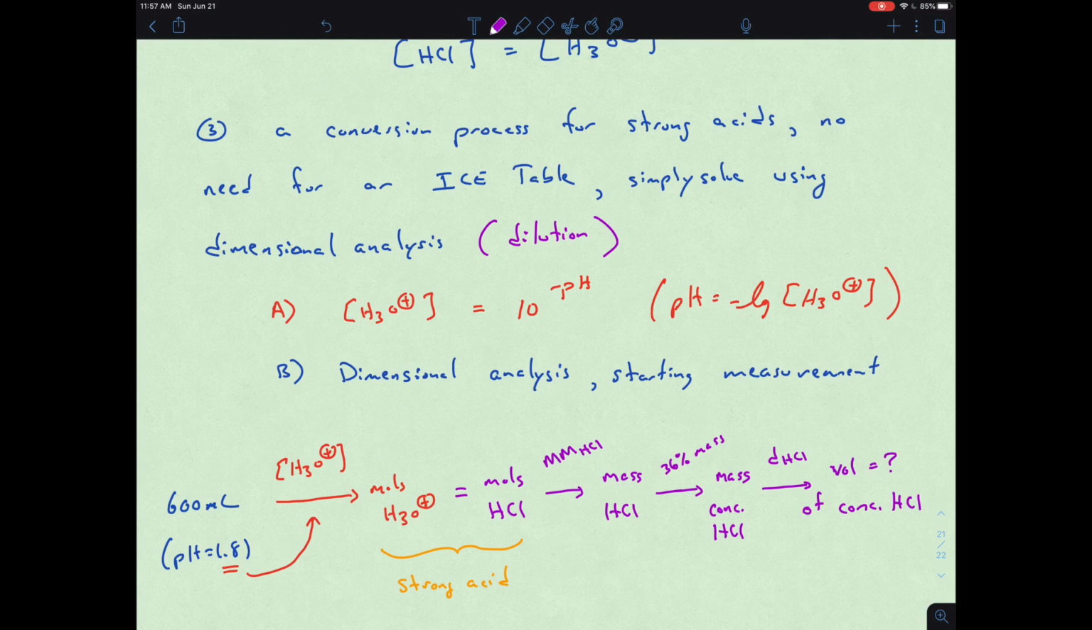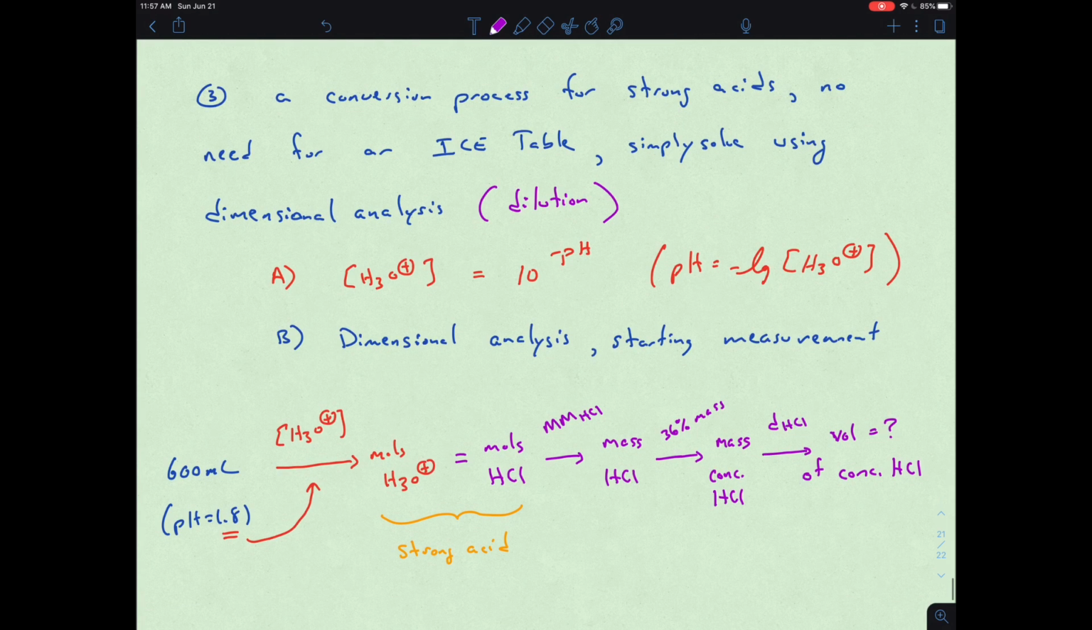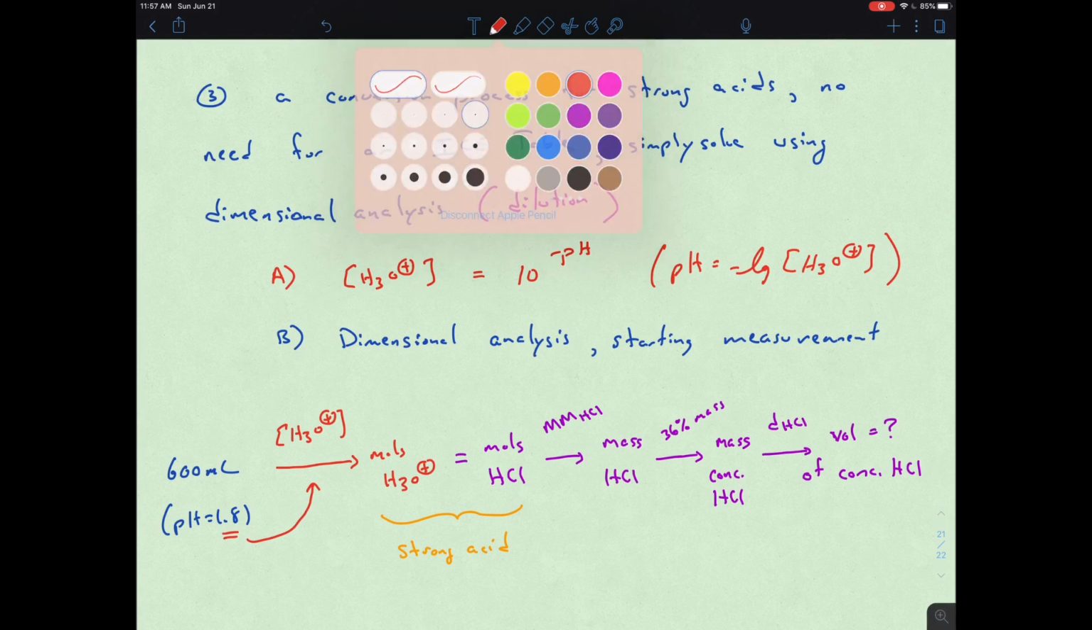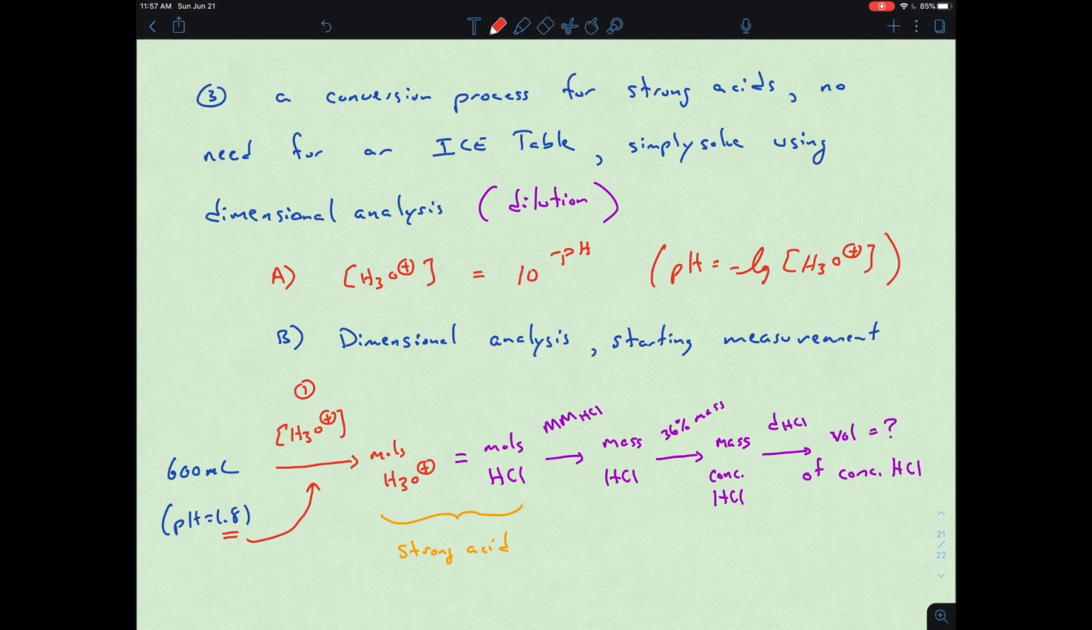So those are the steps, quite a few of them. We first have to do step 1 here with the hydronium ion concentration, and then we get to moles of HCl via moles of hydronium ion. And then once we're there, we can use the molar mass to get to mass of HCl, use the mass percent to get to mass now of the actual solution, and then finally using the density get to our volume of solution and then answer the question.